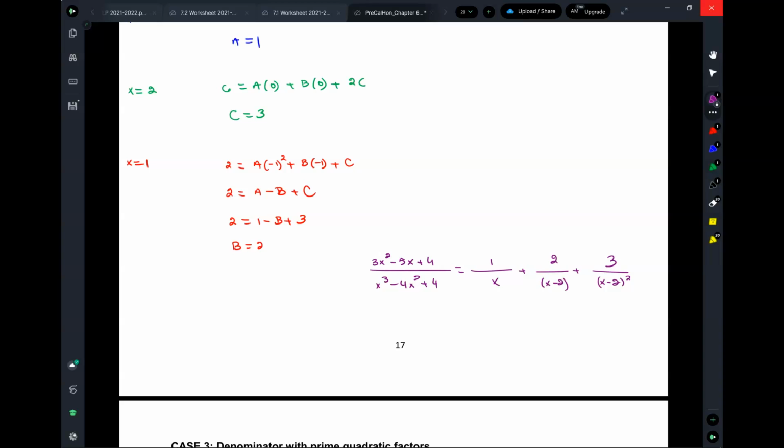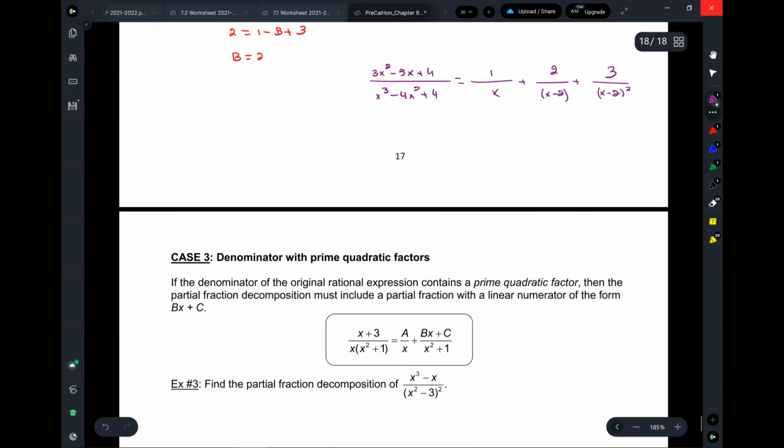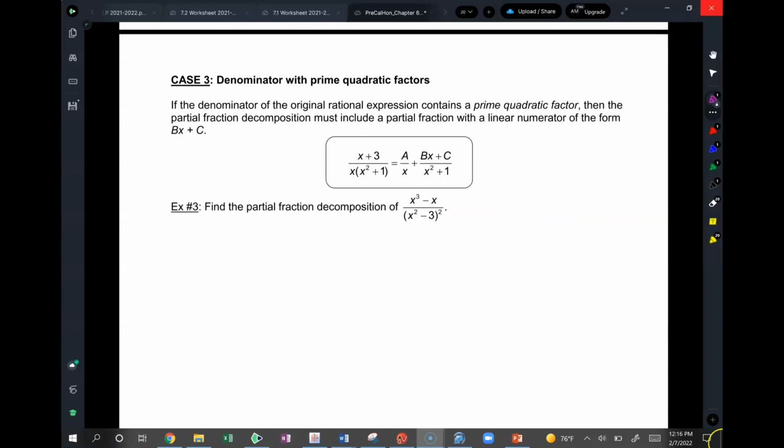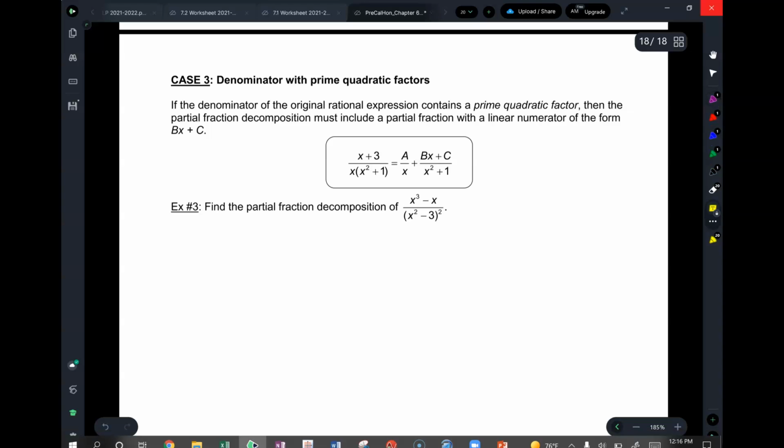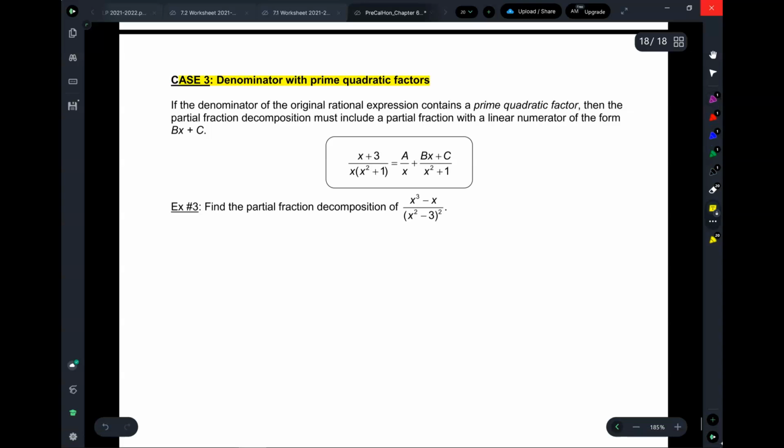Okay. All right. Last but not least, a denominator. Okay, I'll give you a minute. This is case 3. When you have a denominator with prime quadratic factors, so a quadratic factor that cannot be factored. In this case, if you have a prime quadratic factor, then you must include a partial fraction with a linear numerator like Bx plus C.